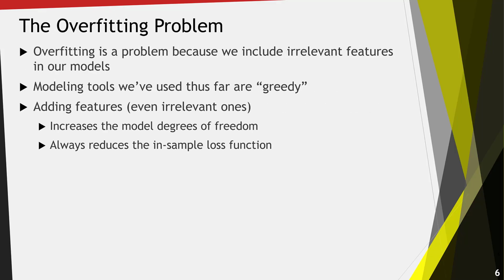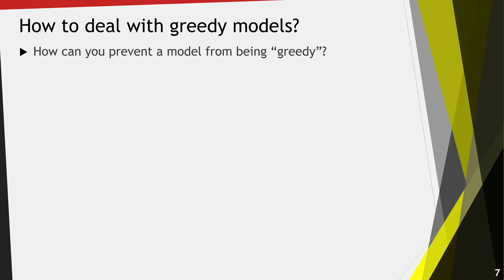Again, overfitting is a problem because we're including irrelevant features in our models. And this is because the modeling tools that we've used so far are greedy. Adding features, even irrelevant ones, increases the model degrees of freedom, and so they always reduce the value of the in-sample loss function. So how do we prevent a model from being greedy? Well, how do we prevent people from being greedy?